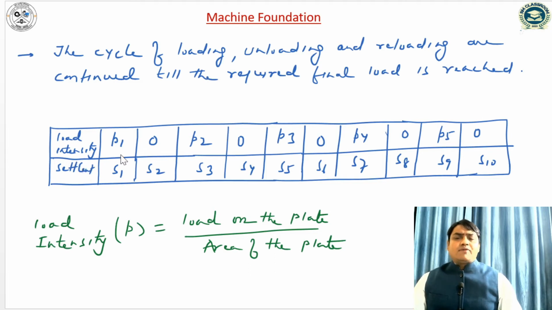Let us assume the first load is capital P. The load intensity can be computed as P divided by the base area B by B, if the size of the plate is B by B, and the settlement recorded is S1. Then on unloading, the load is 0 and the settlement is S2. The difference between S1 and S2 is the elastic settlement. Once again it is loaded to a loading intensity of P2, the settlement is S3, and on unloading the settlement is S4. The difference between S3 and S4 is the elastic settlement.